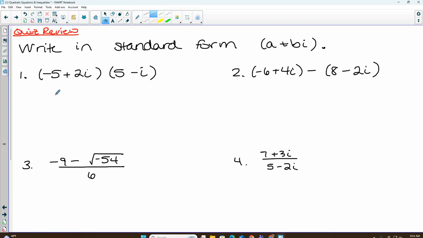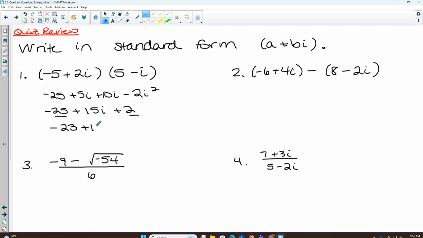Negative 5 times 5 is negative 25. Negative 5 times negative i is positive 5i. 2i times 5 is 10i. 2i times negative i is negative 2i squared. So we have negative 25 plus 15i. Negative 2i squared turns into 2. So negative 25 plus 2 gives you negative 23 plus 15i.